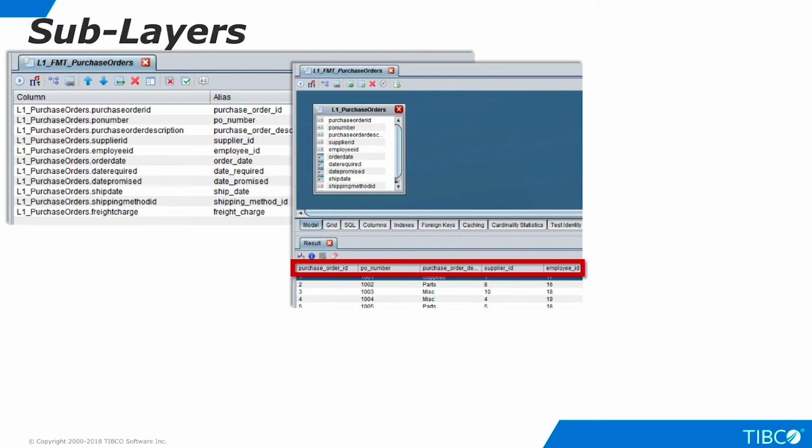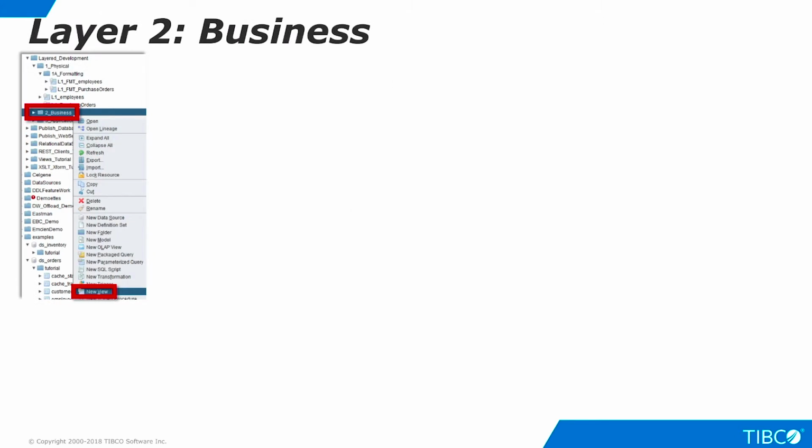We have successfully created a sublayer for factoring out the additional work of column name formatting. You might choose to create additional sublayers for many other purposes. Anytime you want to factor out some specific development task, consider using a sublayer. Our formatted views will become input to the business layer.